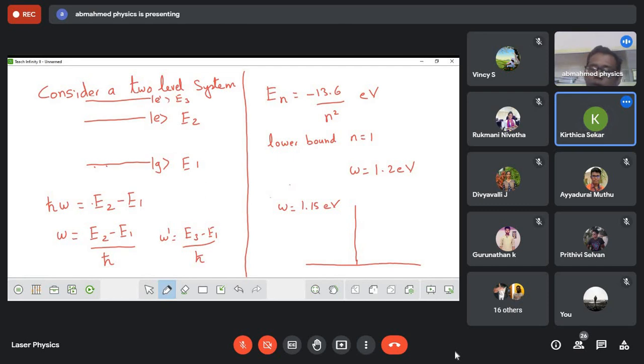Suppose this is omega minus 1.2 electron volt. So this is a 0. When you put a 0, it means omega is equal to 1.2. Do you agree with this? Yes, sir. So I think the curve, this x-axis is a probability for the transition.